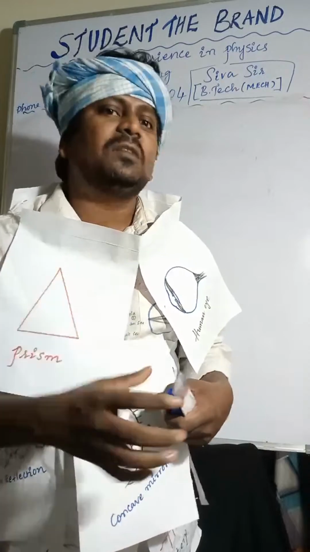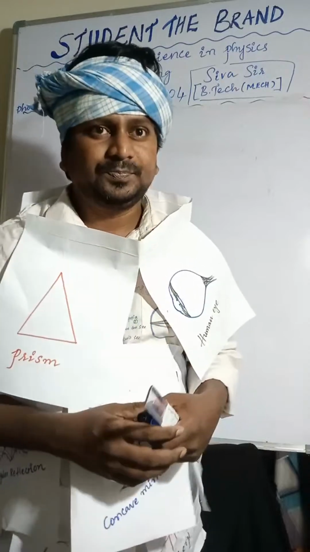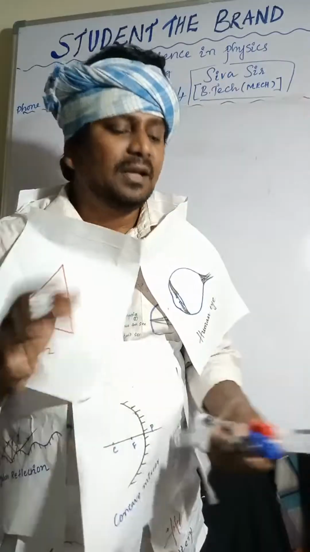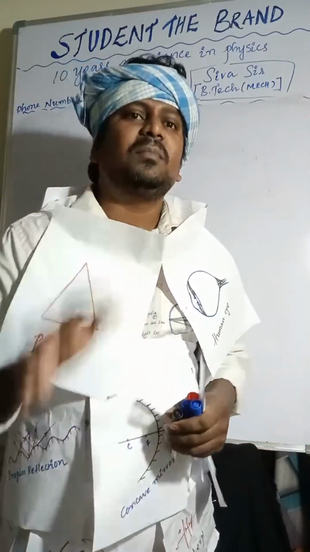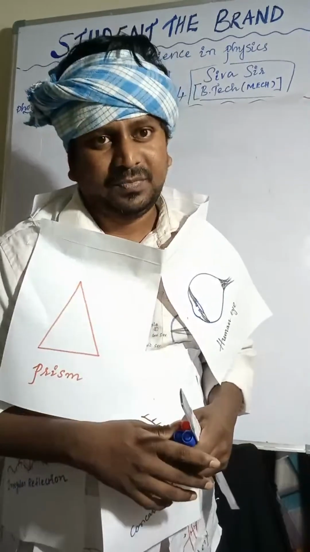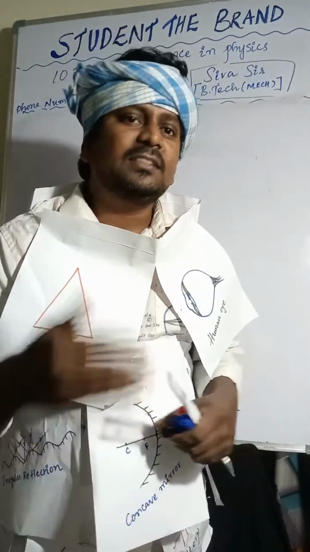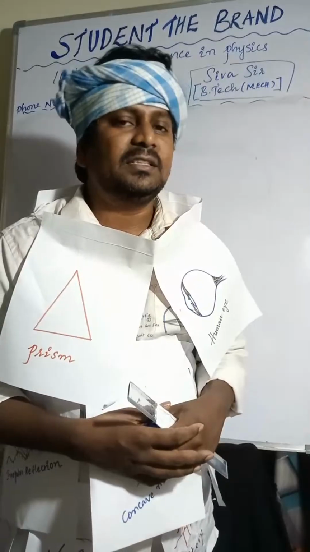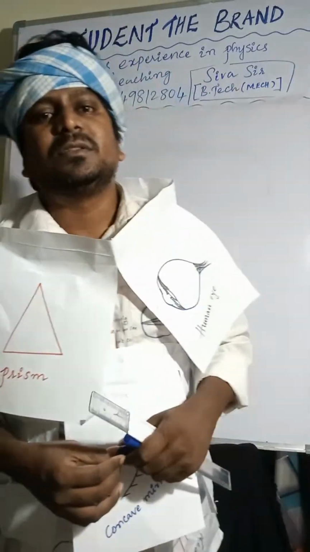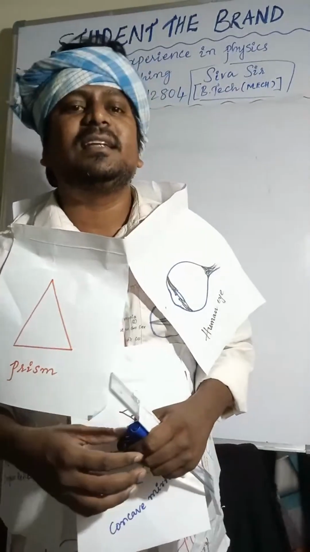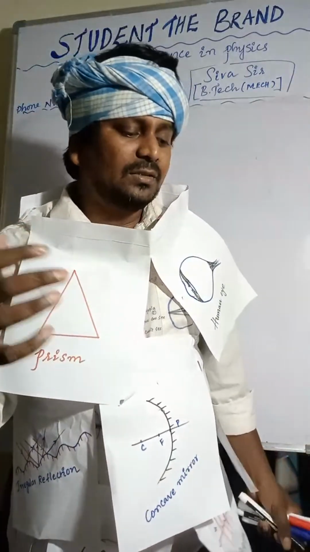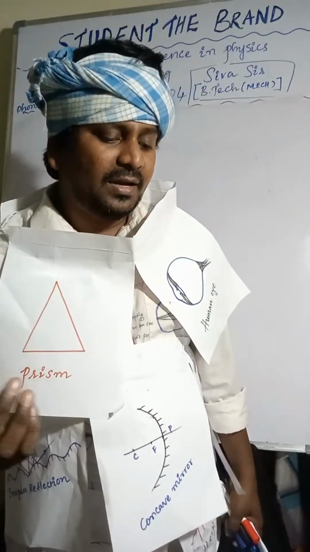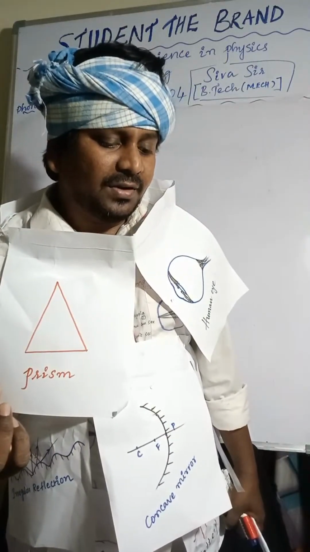So the natural magnet is magnetite. That is also called lodestone. Why are we calling it a lodestone? As I said, people were moving on the sea and they couldn't identify the direction.